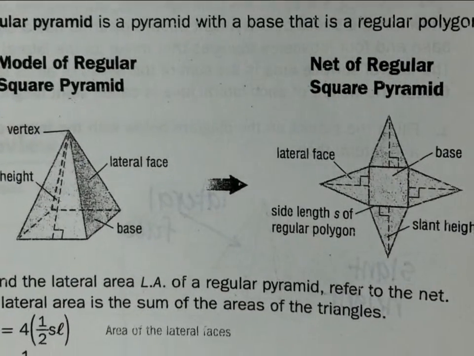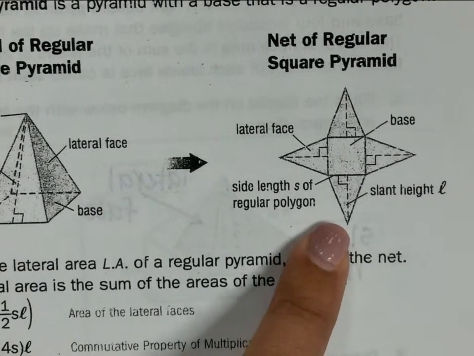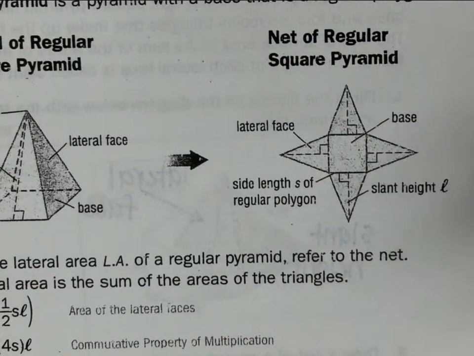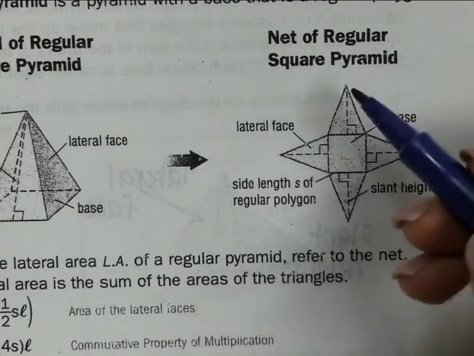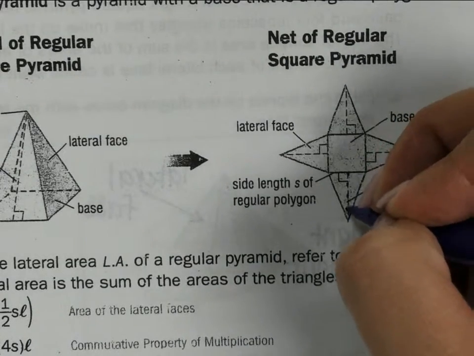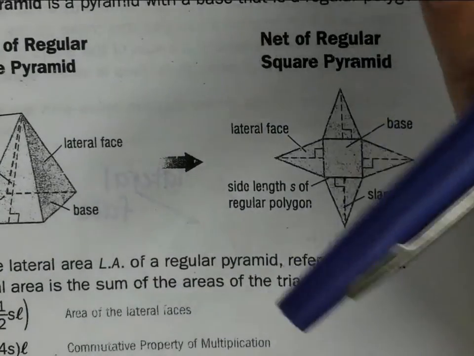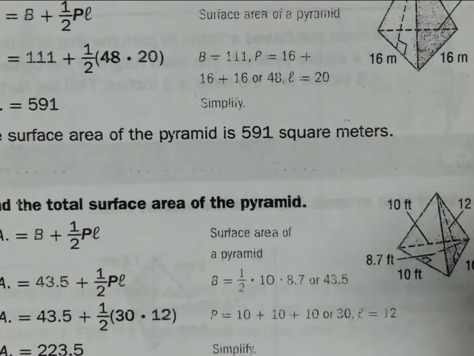All right, so we've got another picture of our regular pyramid and then the net of that pyramid, which is a little bit easier to picture the slant height and the lateral face. Of course our lateral faces are these triangles, and then that slant height is just the height of that side triangle.